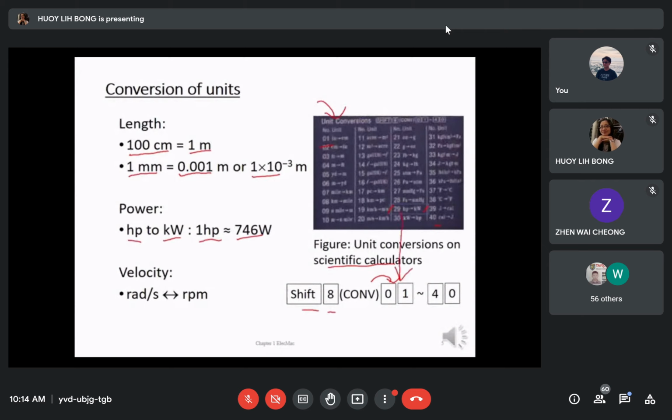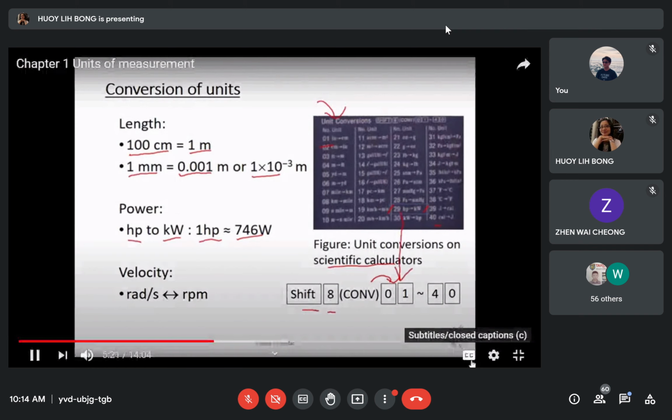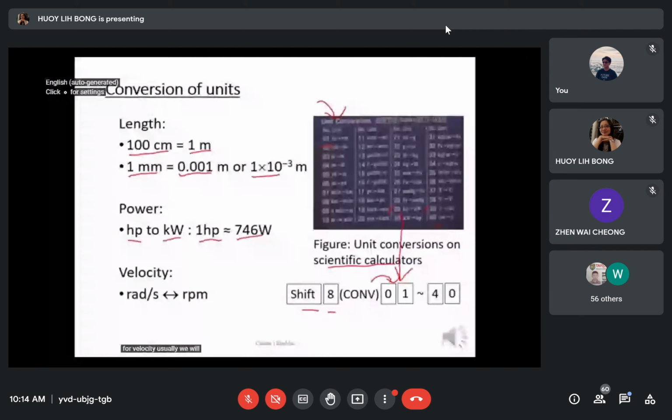For velocity, usually we will change units from radian per second into RPM or revolution per minute, or vice versa. We will see the conversion of units for velocity in the DC machine chapter.